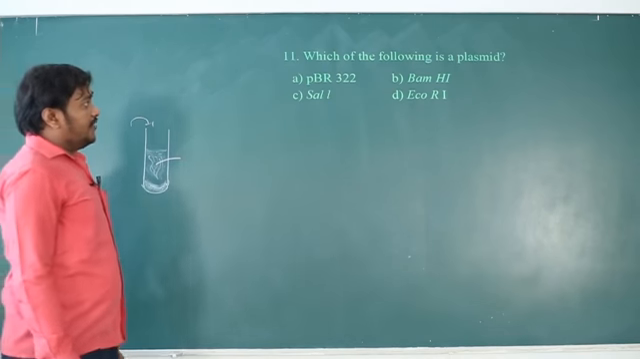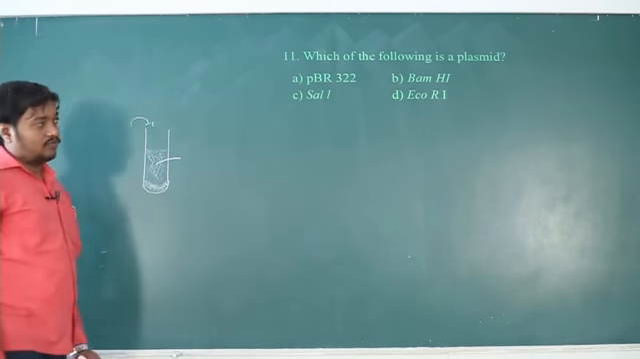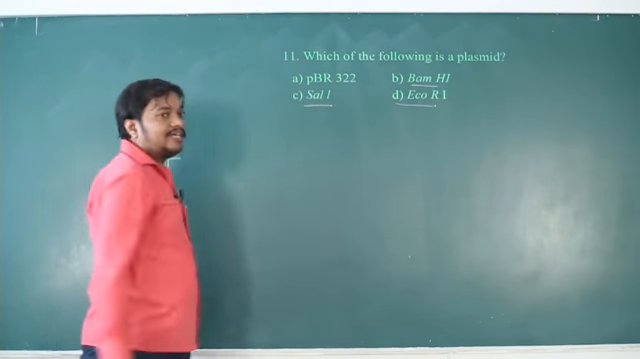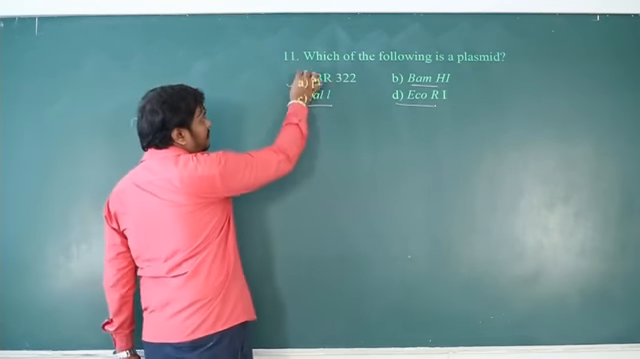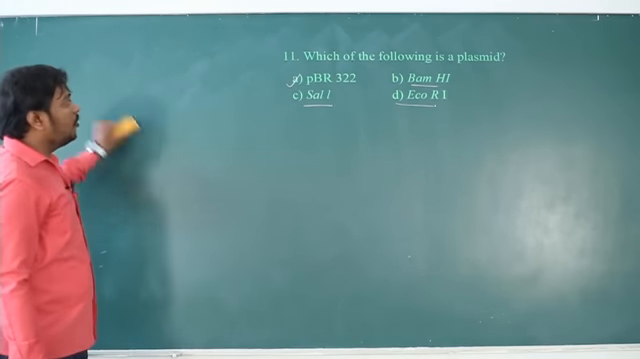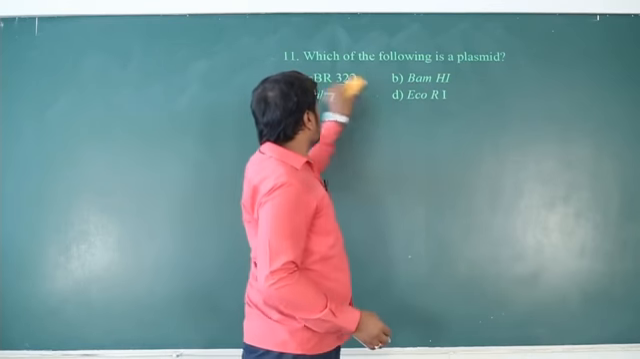So, which of the following is a plasmid? pBR322, BamHI, SalI, EcoRI. Remember, all these are restriction enzymes. So among these, the vector is pBR322. Direct question: the plasmid of Bolivar and Rodriguez is pBR322.